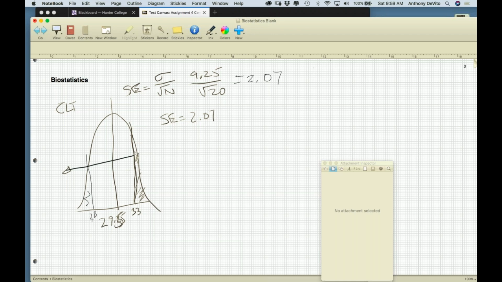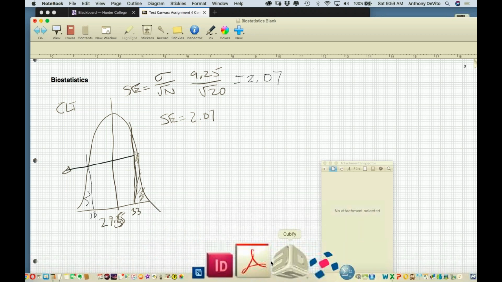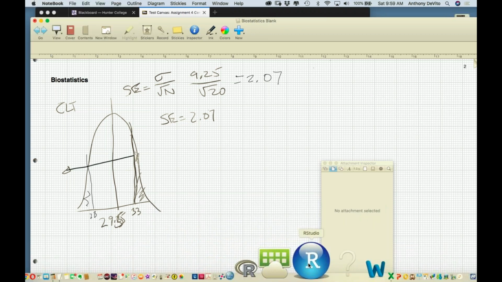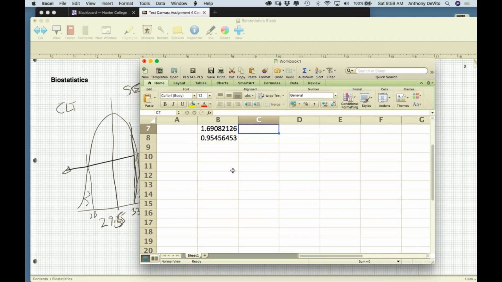So I can either calculate the z-score, 28 minus 29.5 divided by 2.07, and convert that using the table, or I can go back and use Excel. You can go to the table if you want. More than one way to skin a cat, right? Okay. I like cats, so I take that with a grain of salt.